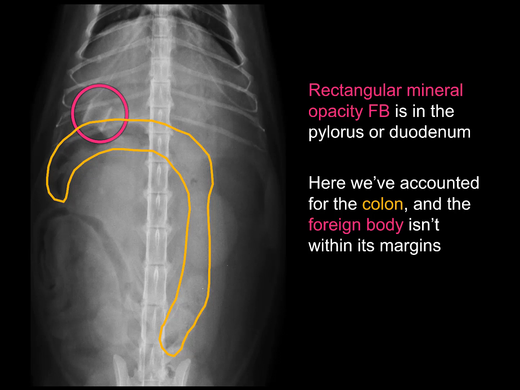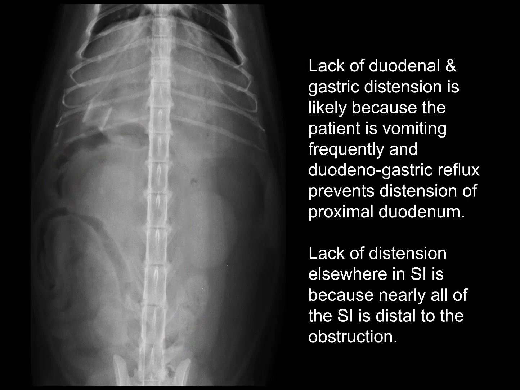Either way, that's concerning. And, you know, in a vomiting cat who has this foreign object in the area of the pylorus or the duodenum, I'm concerned that there's an obstruction. There's not much material getting to the small intestine, so it's relatively empty. And then everything proximal is really just the stomach, and that's relatively easy to empty via vomiting. And so that's probably why this patient doesn't have anything that's overly distended.